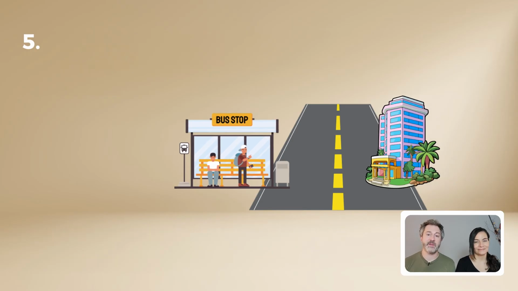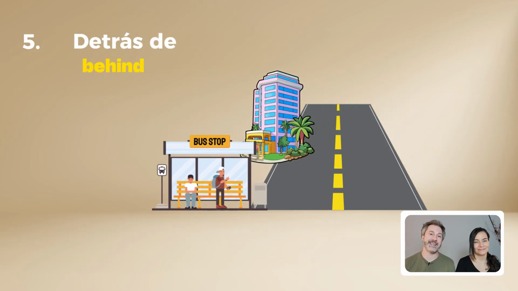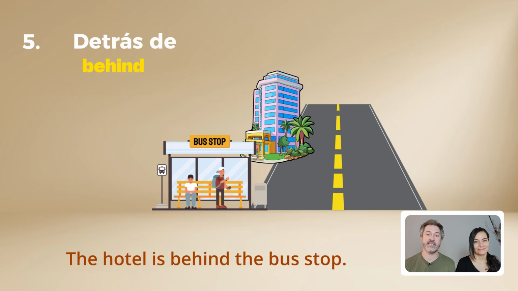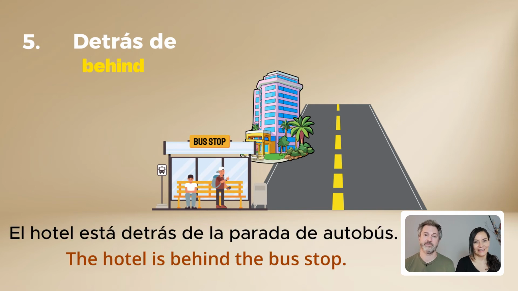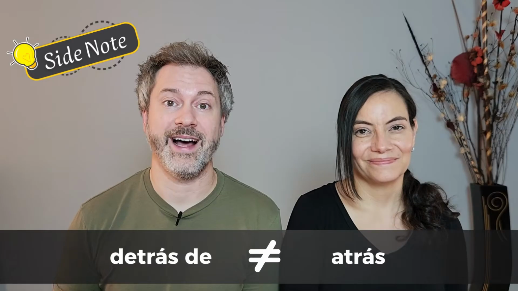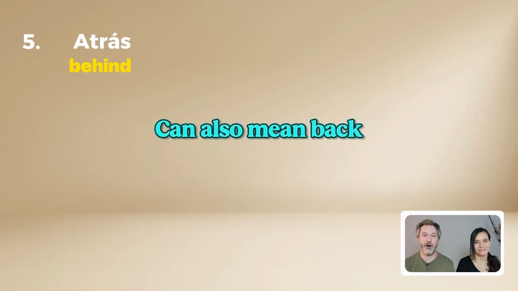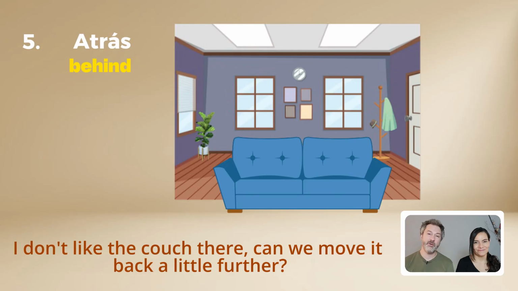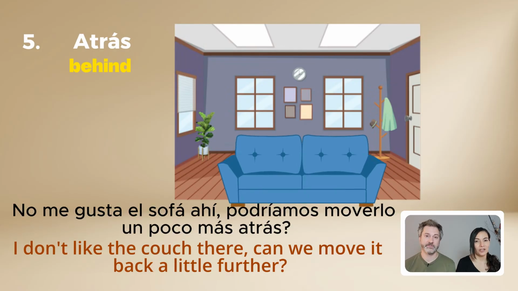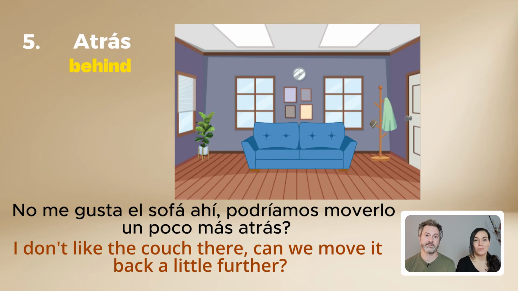And we can express that something is behind something by using detrás de. So the hotel is behind the bus stop. El hotel está detrás de la parada de autobús. Side note, don't get detrás de confused with atrás. Atrás can also mean behind something, but we can also use it to mean back when we're talking about movement of something. Like, for example, I don't like the couch there. Can we move it back a little further? No me gusta el sofá ahí. ¿Podríamos moverlo un poco más atrás?